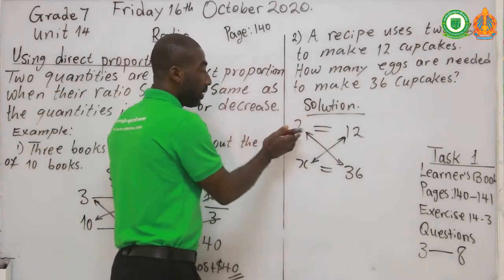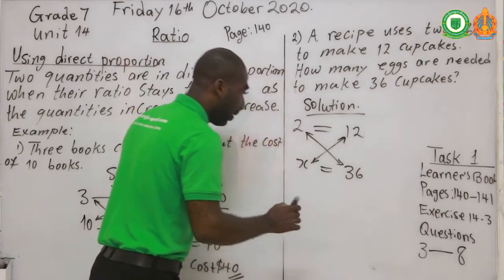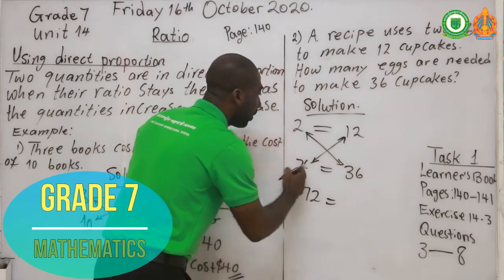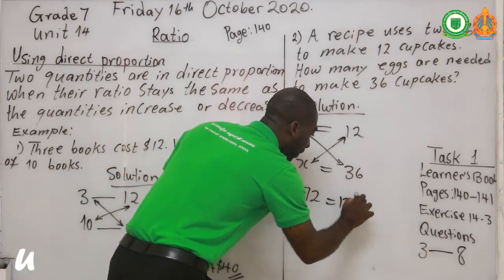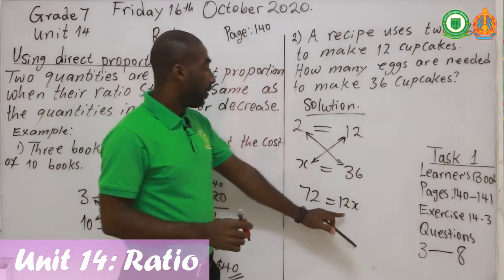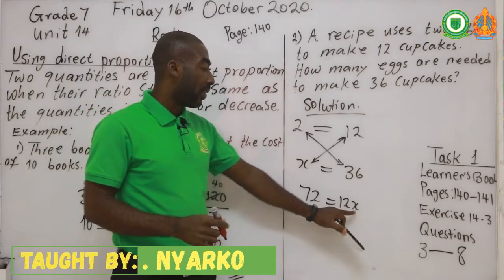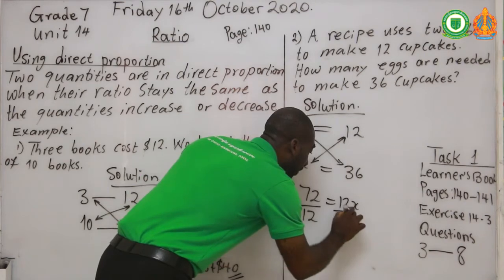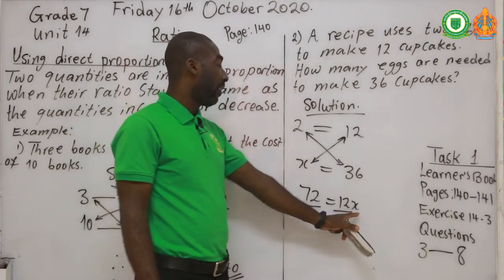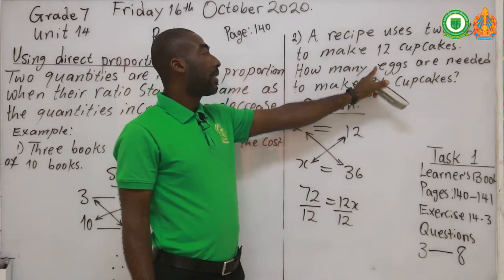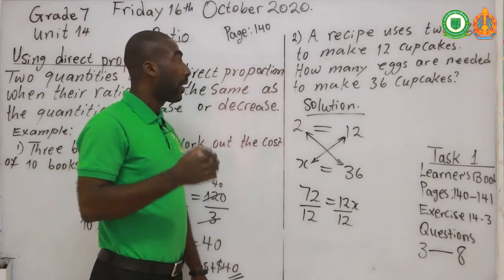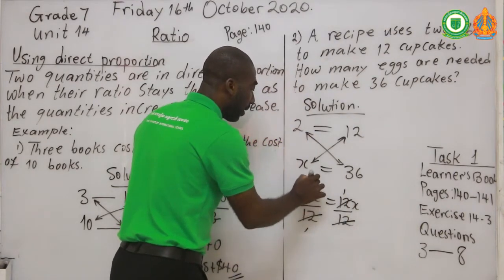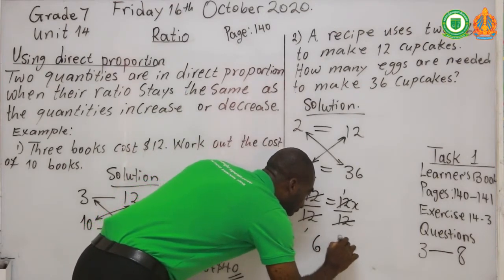So we start from here and then we go down here, okay? So this will give us 72 equal to 12x, okay? So this is 72 and then it's going to be equal to 12x, but we are looking for x. So what we need to do is underline here, divide here by 12, and then divide here by 12, so that the x can stand alone. If we find the value of x, it means that we know how many eggs are needed for 36 cupcakes, okay? So this will cancel here by 1, and this will cancel here by 1, and 72 divided by 12 is 6. So 6 is equal to x.